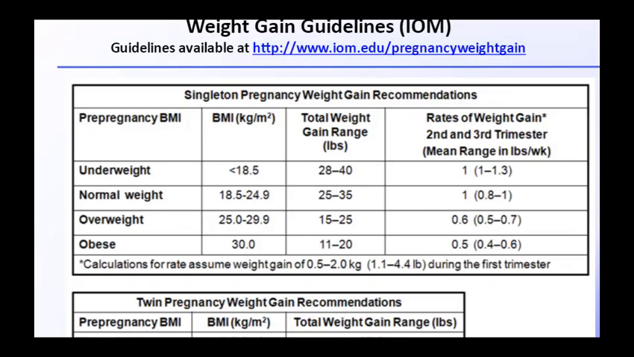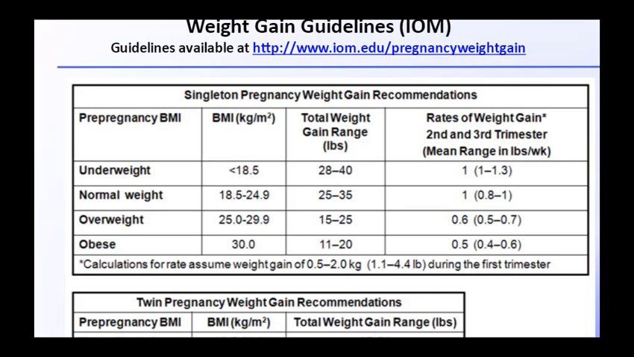According to the guidelines issued in 2009 by the Institute of Medicine, healthy American women at normal weight for their height, a BMI of 18.5 to 24.9, should gain 25 to 35 pounds during a singleton pregnancy. Underweight women with BMI less than 18.5 should gain more, 28 to 40 pounds, and overweight women, BMI of 25 to 29.9, should gain less, 15 to 25 pounds. Obese women, BMI greater than 30, should limit gain to 11 to 20 pounds.